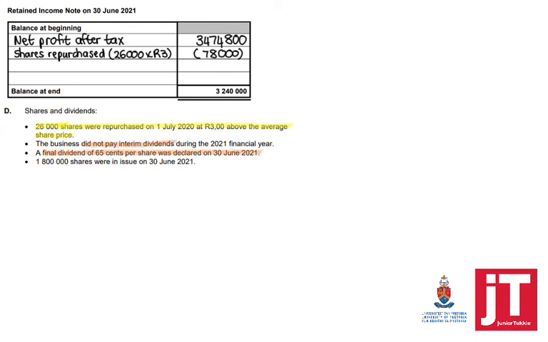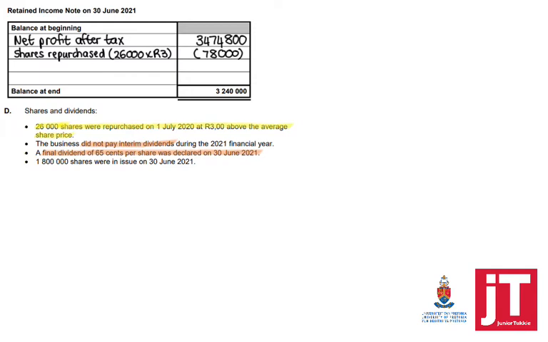The business did not pay an interim dividend during the 2021 financial year. A final dividend of 65 cents per share was declared on 30 June 2021. So if we now look at the retained income, remember that your retained income consists of your dividends on ordinary shares, which consist of your interim dividend, that which was paid during the year, and your final dividend, which was recommended at the end of the accounting period.